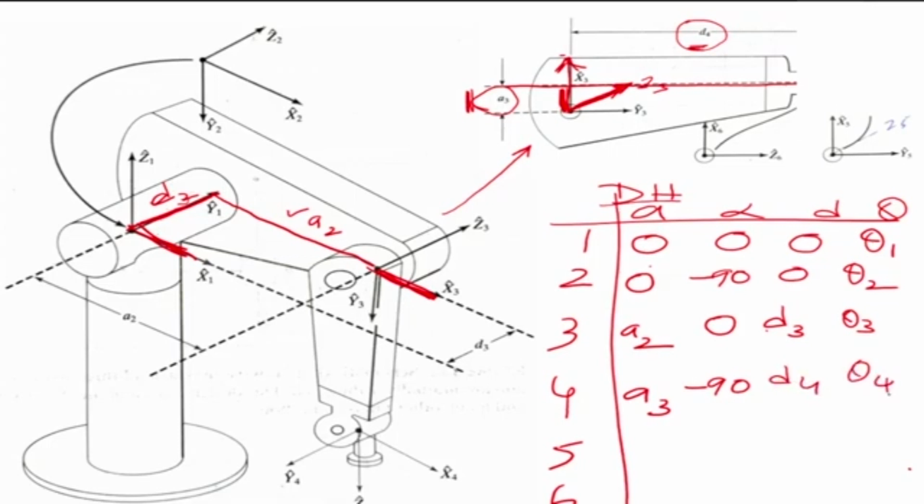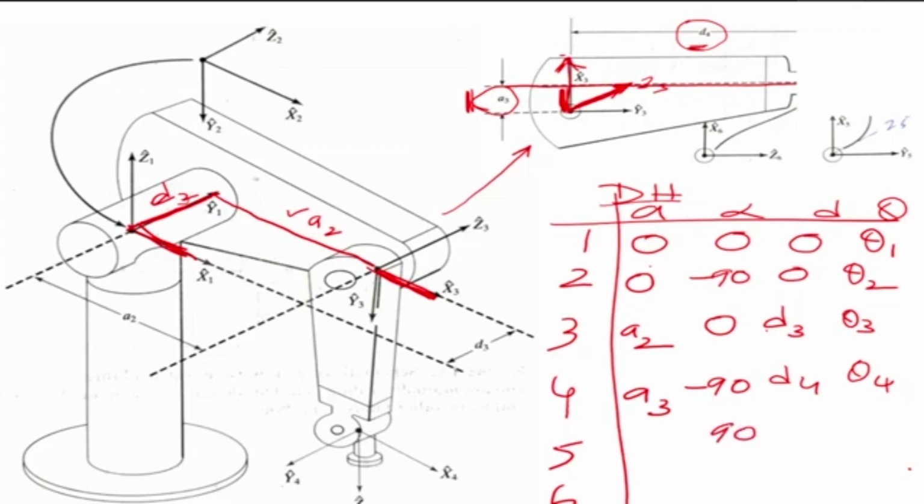Okay, now what about the fifth one? Now where is the fifth axis? The fifth Z4 is that side. That is Z5, sorry, Z4 Z5. Now what is the angle between them? It is 90 again. Now how did Z4 become Z5? It rotated anti-clockwise about the x-axis. So it's a plus 90.